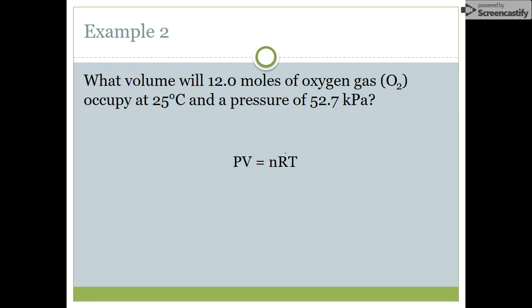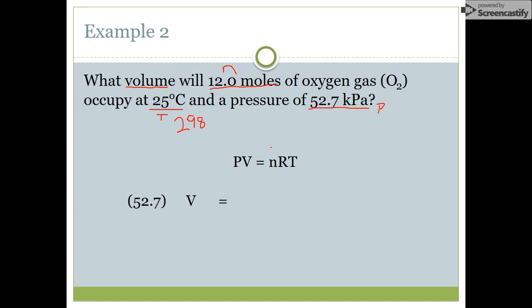Okay. Next problem: what volume will 12.0 moles occupy at 25 degrees Celsius? So here we have the N. The 25 degrees is T, but it is not in the correct unit, so add 273 plus 25 and you should get 298. And then the pressure is 52.7 kPa, so that's P for pressure. Okay, so I've got my equation, PV equals nRT, and I plug stuff in. P is 52.7. Volume I don't know, because the question asks what volume, so it's just the letter V.